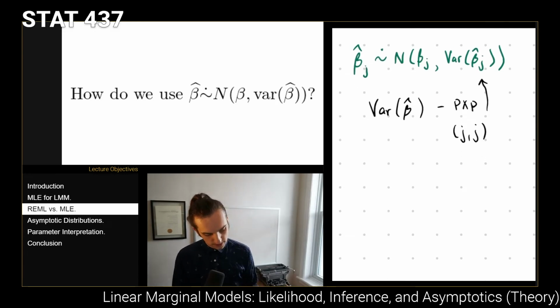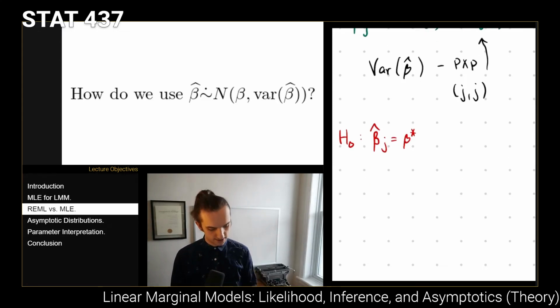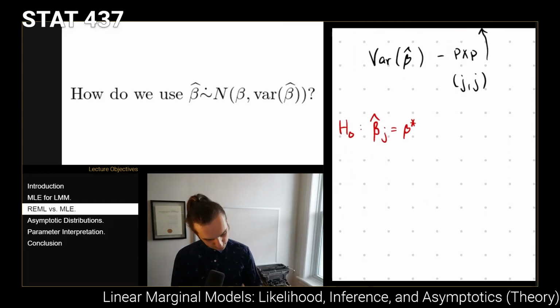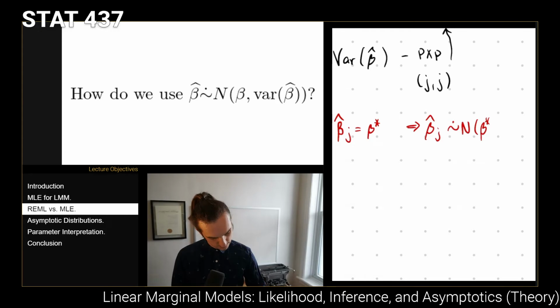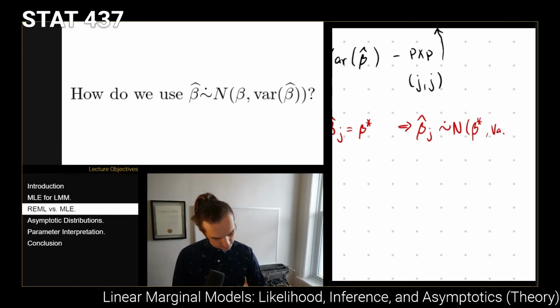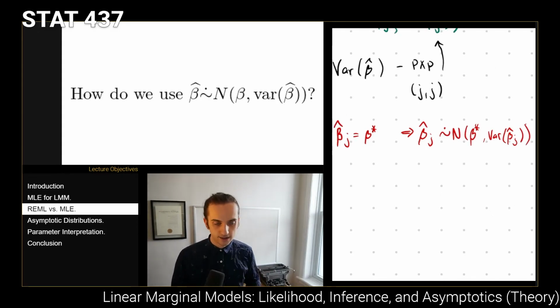And so because we know that beta hat j is approximately normally distributed, we can do all of the types of things we would normally do with an approximately normally distributed estimator. So in general, we're going to be able to do hypothesis testing. So if we want to test beta j equals beta star, for instance, well, under the null hypothesis where this is true, we know that beta hat j is going to be approximately normally distributed with a mean of beta star and a variance of the variance of beta hat j, where again, that's coming from the jth diagonal of that matrix.